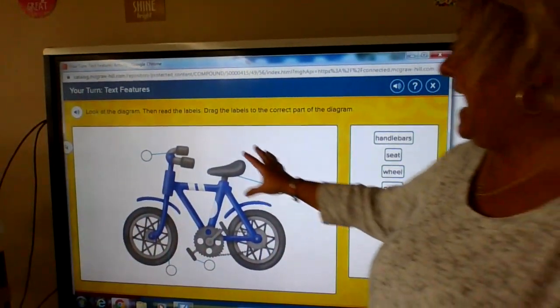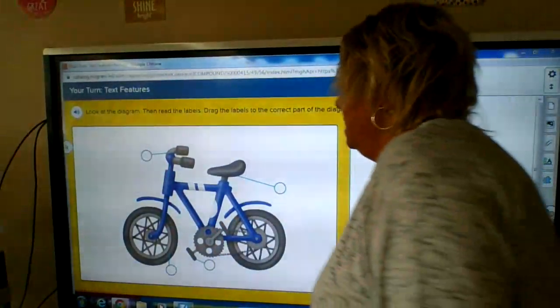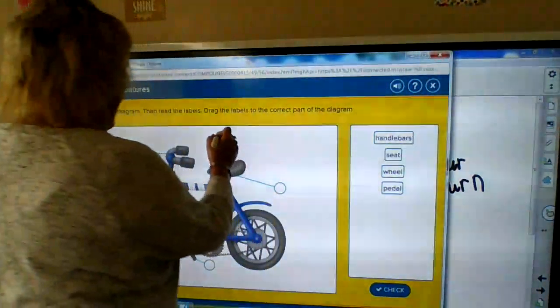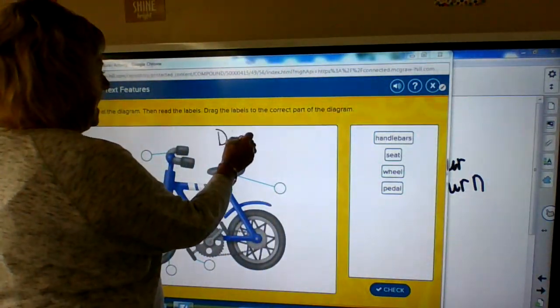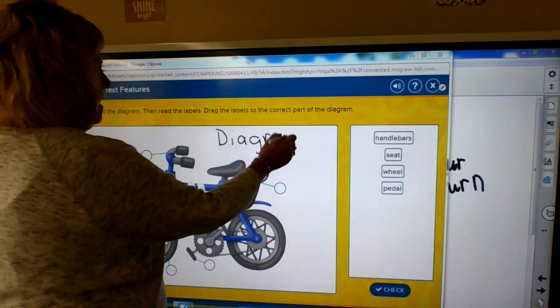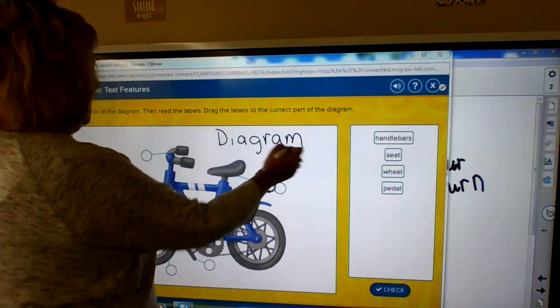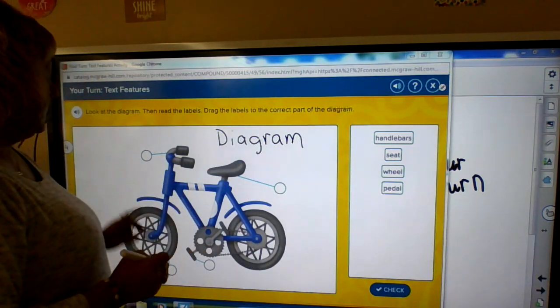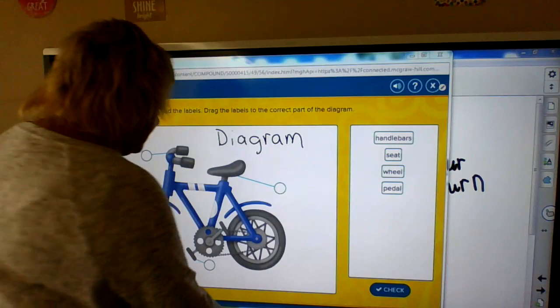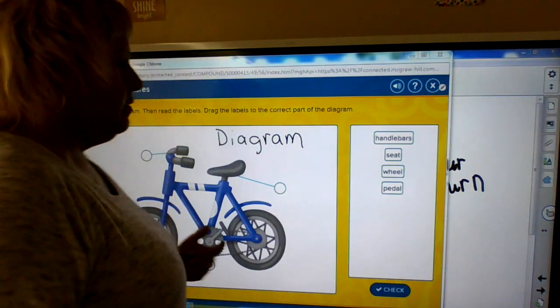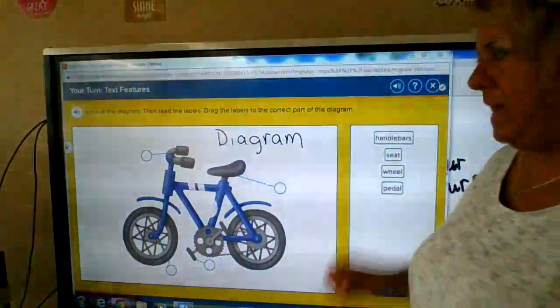This is a diagram. Look at the diagram, and I'm going to write that word, diagram. There's a consonant blend, gram, diagram. This is a picture with labels. That's a diagram. It helps you understand the picture and the parts better.